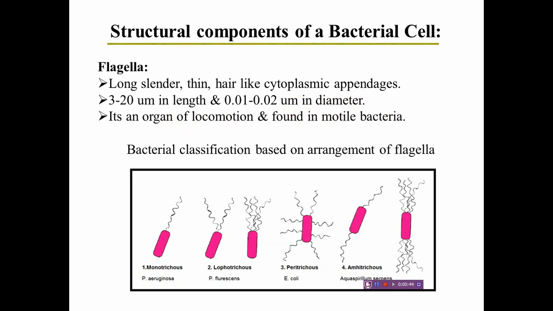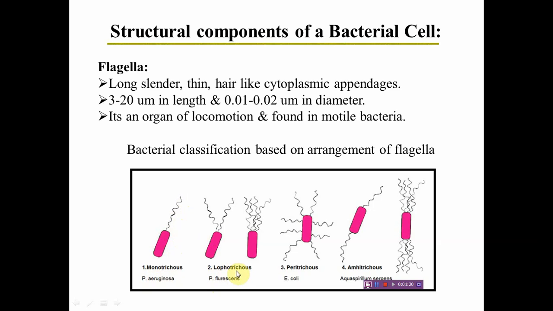Non-motile cells don't have the flagella, and flagella is an organ of locomotion, and those cells which lack the flagella are obviously non-motile. Based on the different arrangements of flagella present, the cells can be divided into different types. If a single polar flagellum is present, the cells are called monotrichate. Mono means one. So this is a single polar flagellum. Cells like Pseudomonas aeruginosa have only one flagellum.